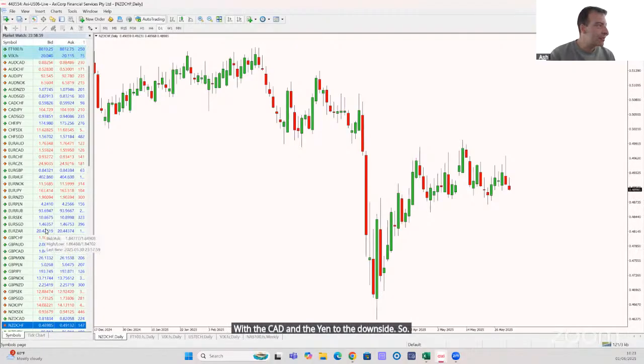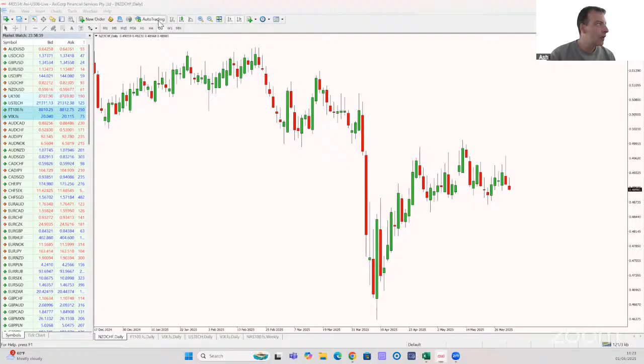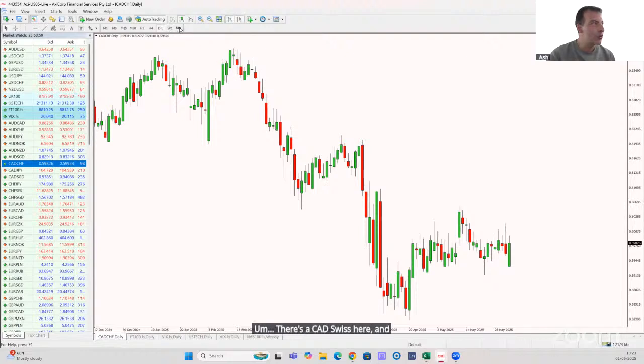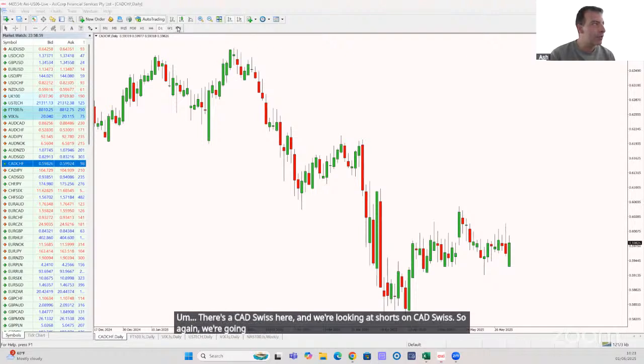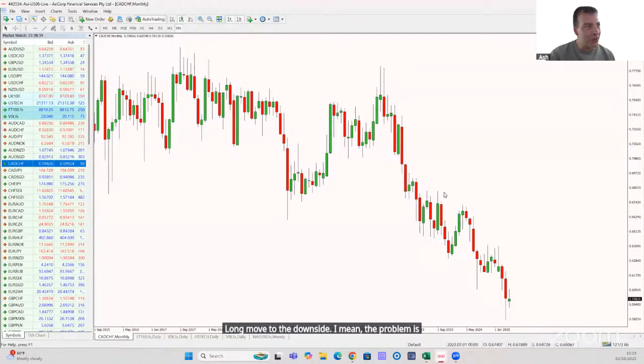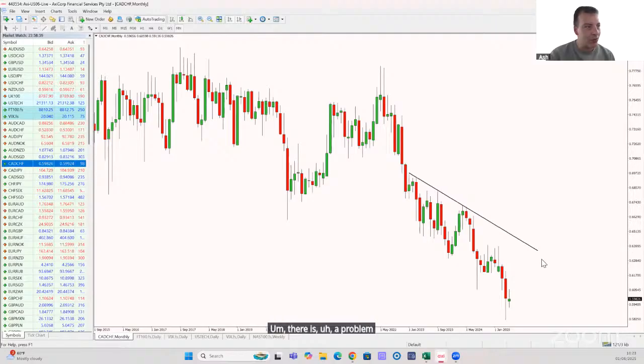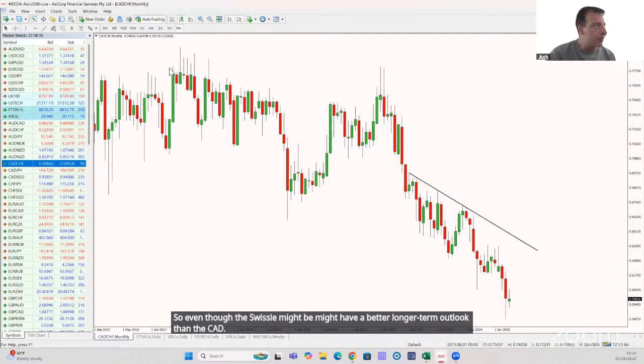So let's have a look at the Swiss versus the CAD. There's the CAD Swiss here, and we're looking at shorts on CAD Swiss. So again, we're going to start with our monthly picture. Long move to the downside. The problem is when it's so sustained like this, there can be a problem with timing. So the question here was, would you want to trade this down here? Inside bar would suggest that next month we'd be moving higher. So even though the Swissy might have a better longer term outlook than the CAD, that might be just a bit of a red flag.